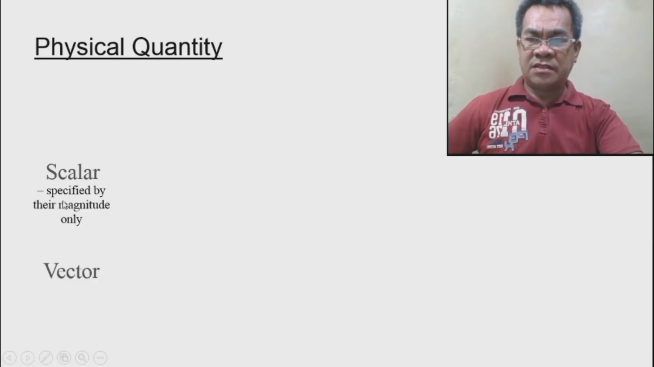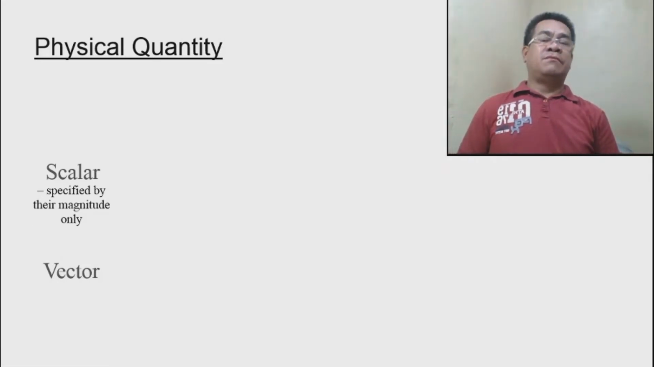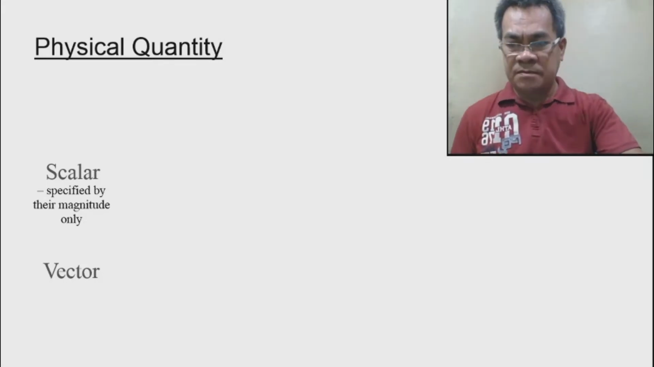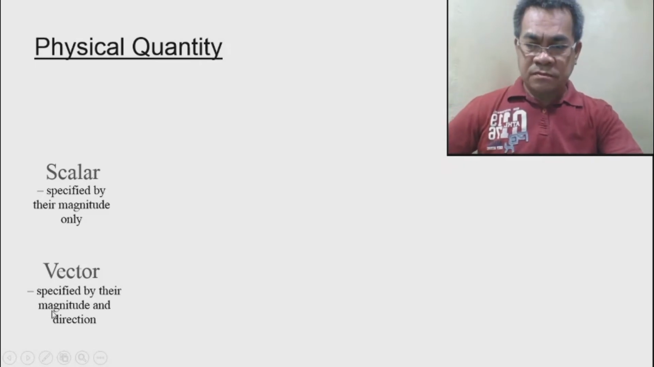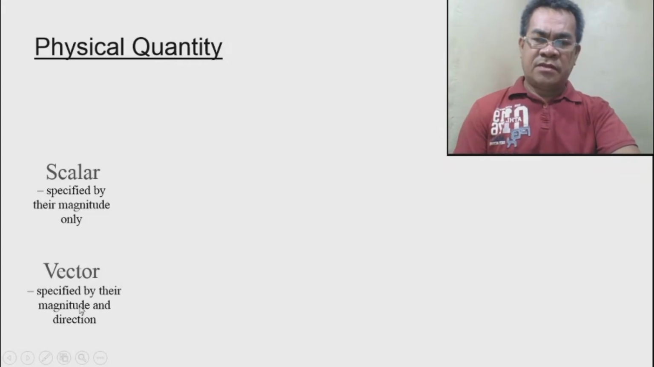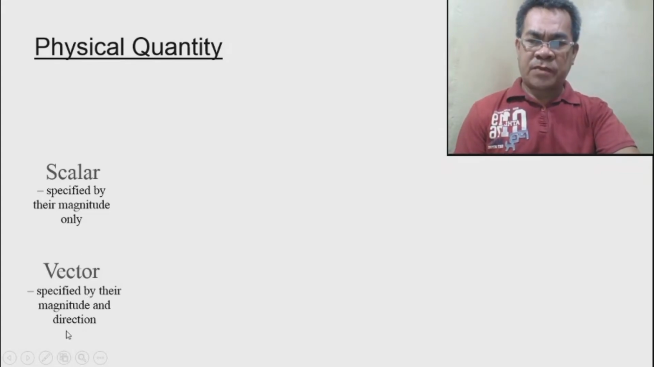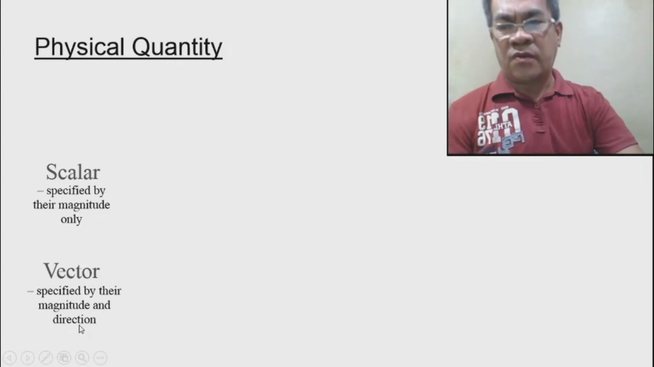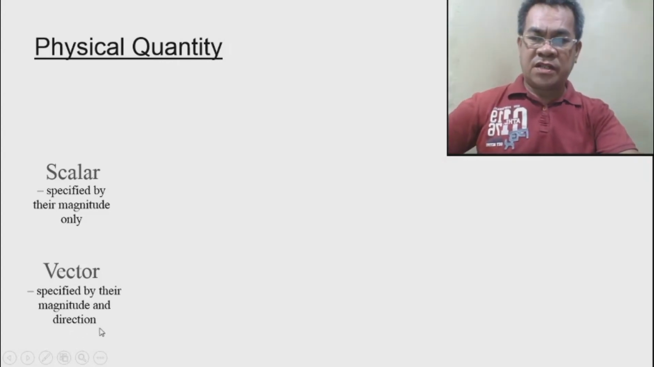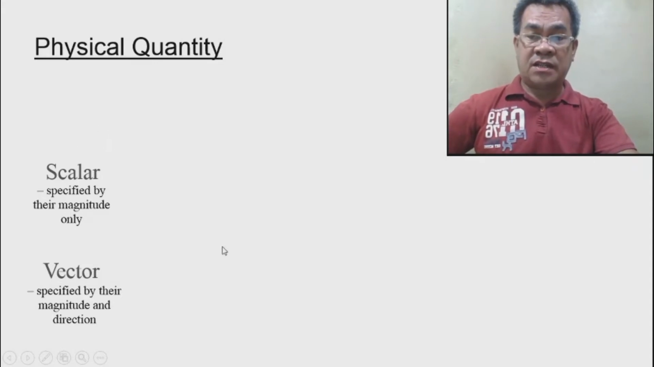When we say scalar, this is only specified by magnitude only. So therefore, if you want to describe the quantities that belong to scalar, magnitude is enough. But for vector quantity, this vector cannot be described by magnitude only. It's not enough. We need to specify, aside from magnitude, the direction. So quantities that need both magnitude and direction are vectors. But if it can be described by magnitude only, then call it scalar.